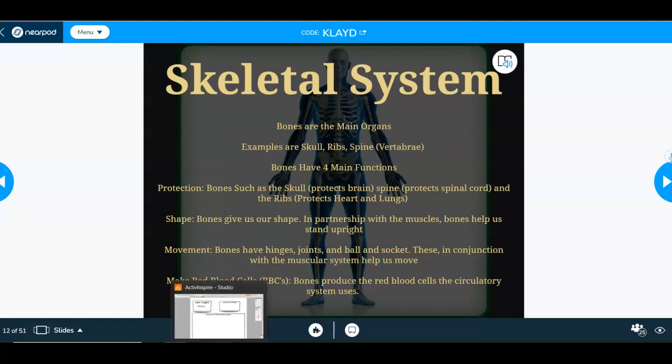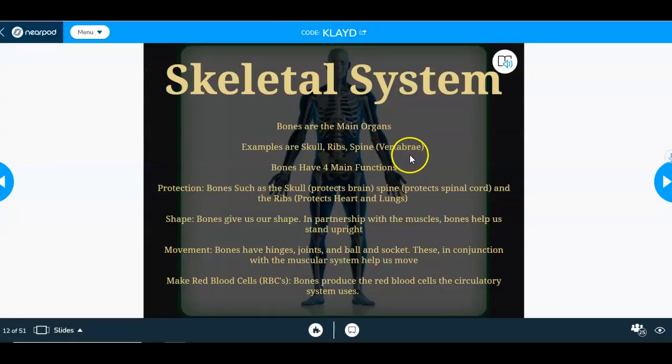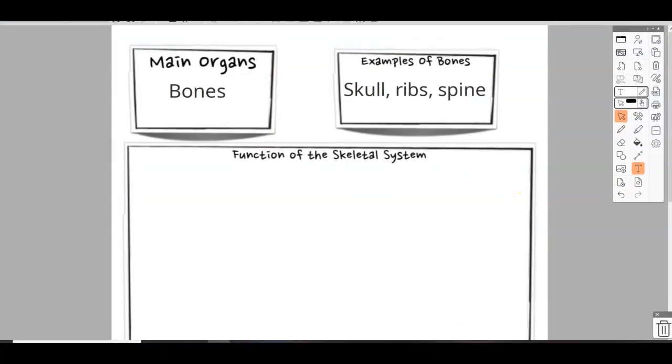So I go straight back into here. And so examples of bones. Okay, you do not have to get everything perfect in there, but there we go. That'll be a little bit better for me there. So the skull, the ribs, the spine. If you want to put the vertebrae, which is obviously written down right here, you can. That will be fine.